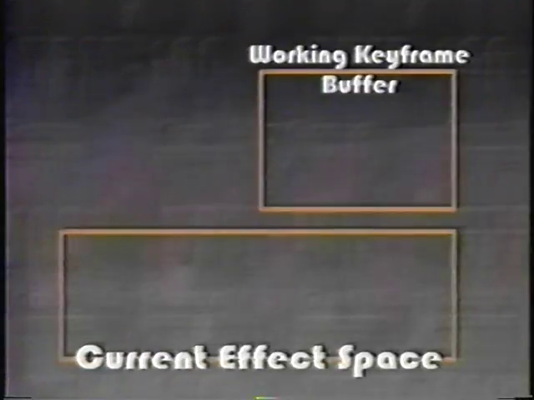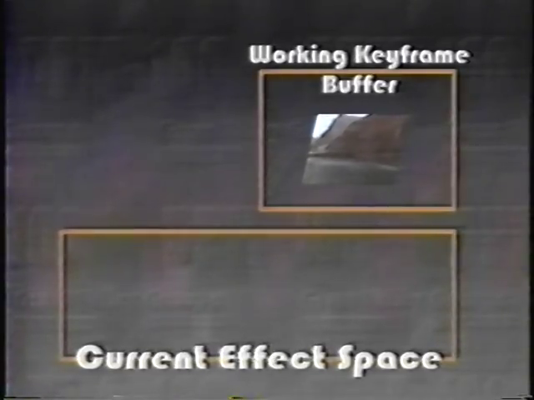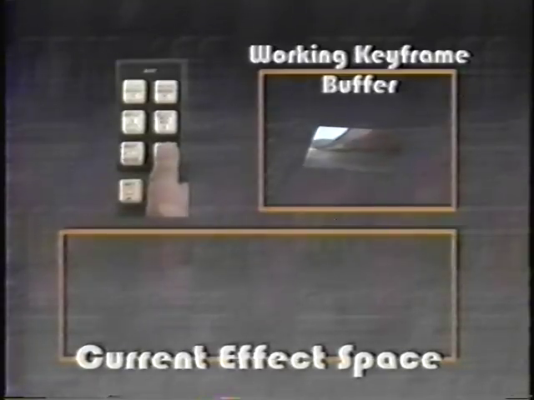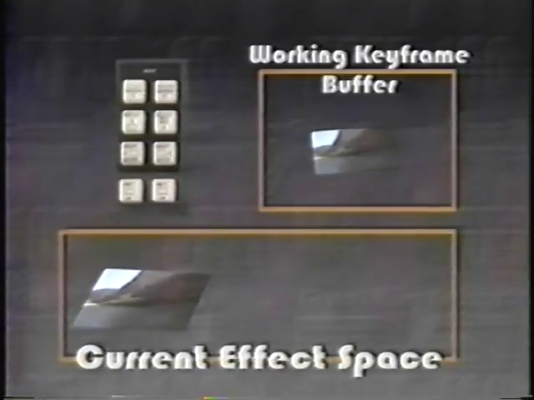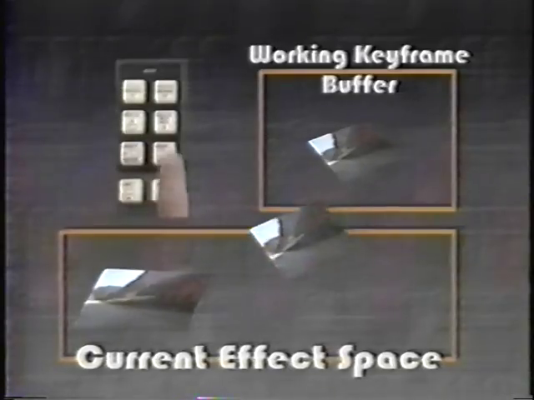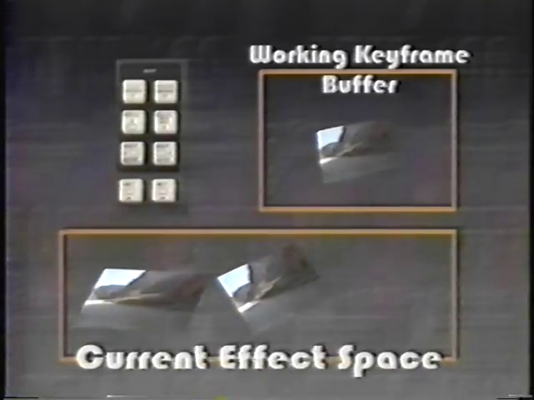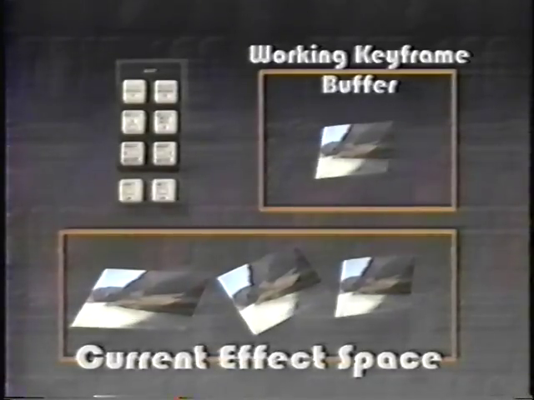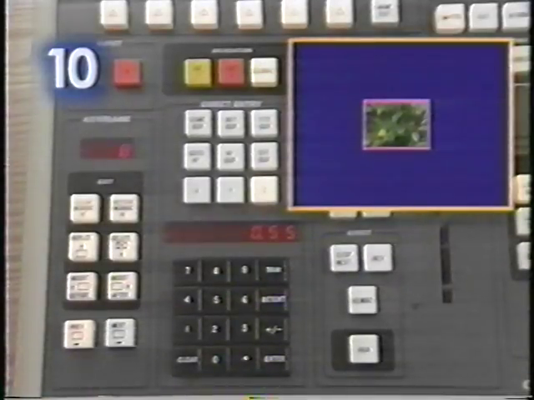The general procedure for creating a keyframe effect is to first use the control panel to set up a keyframe in the working keyframe buffer. When you've completed each setup, you will insert a keyframe into the keyframe current effect space, which is your temporary storage buffer for the keyframe effects you create. For more permanent storage, you can save your effects into EMEM effects memory registers. Note that you'll need to make sure the current effect space is empty before you create your new effect.